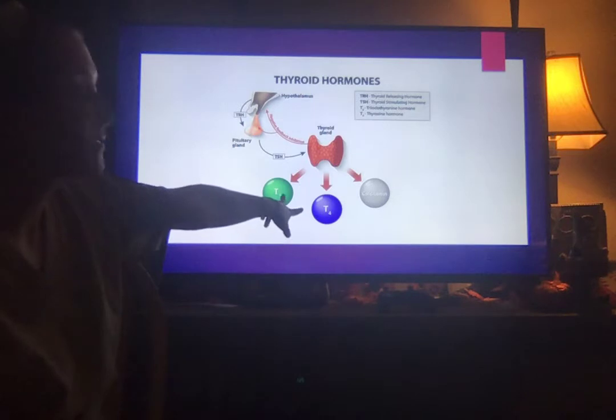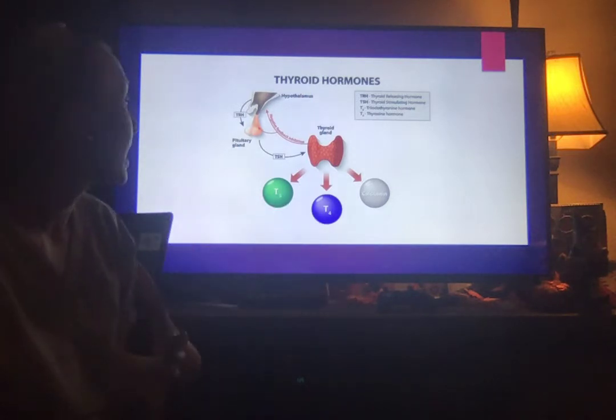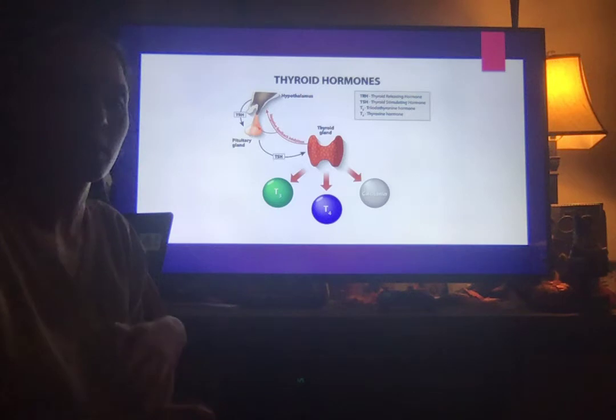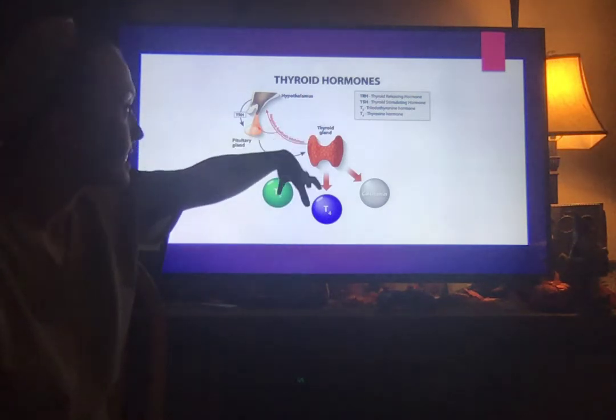And your T3 and T4, when they work together, they help to increase your metabolic rate, to help regulate that. They make the cells work harder, which is going to make the cells need more energy. And this is what the thyroid secretes.